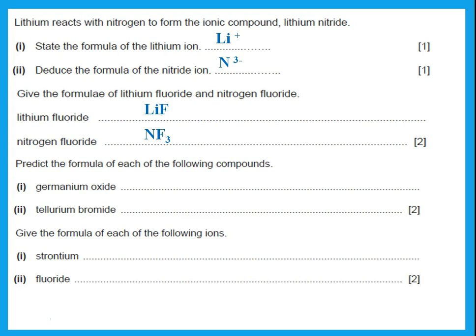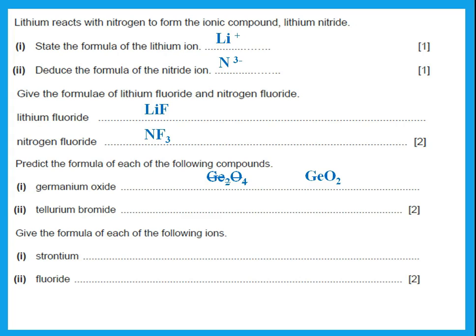Predict the formula of each of the following compounds. So, germanium oxide. I look at the periodic table and I find that germanium is Ge in group 4. Oxide is oxygen, and so germanium has a valency of 4, oxygen has a valency of 2, but then if I have 2 and 4, I find that I can cancel the 2 and the 4, so I end up with germanium oxide GeO2. Remember that if the valencies that you put in can be simplified, then you simplify them.